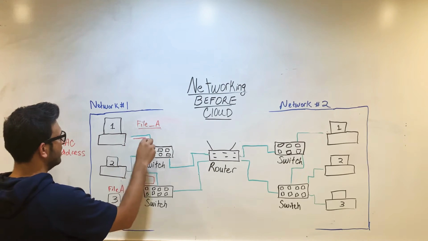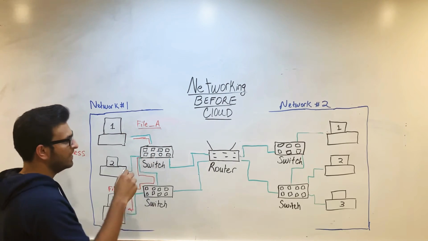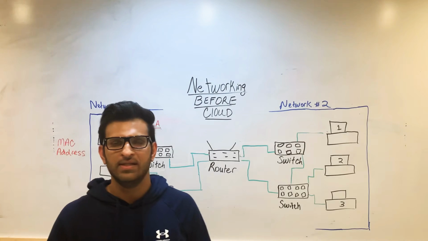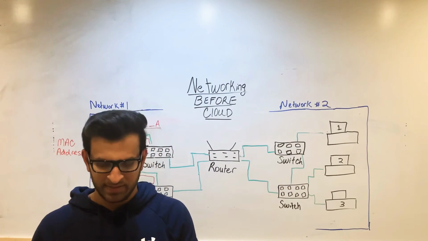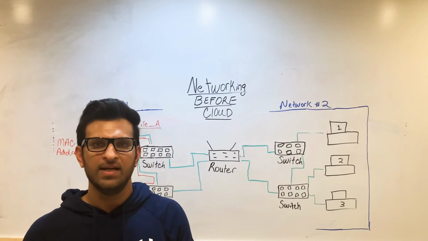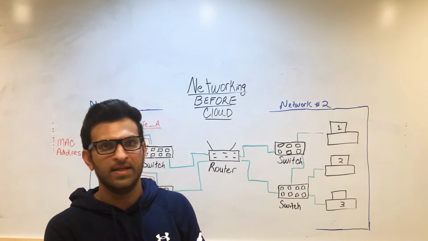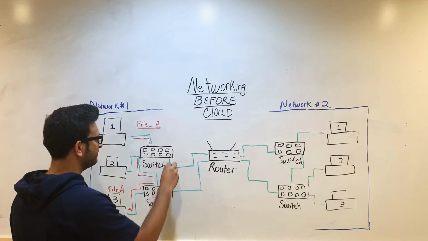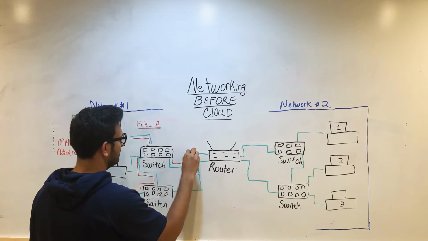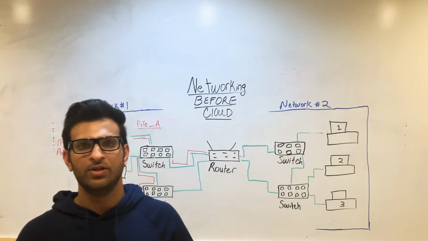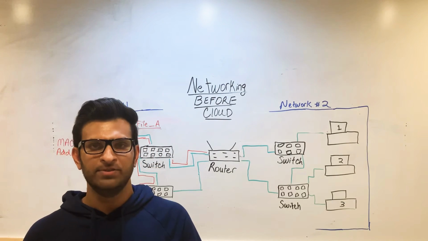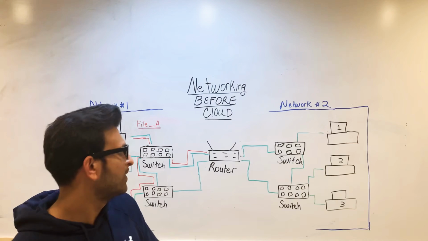Computer 1 sends file A to the switch. It has a different MAC address because it's located in a different network. So it looks over your list and it's like, I don't recognize this. And then it sends it out, right? It sends it to the router, right? And your router is connected to the internet. So then that's how it's able to travel into network 2.